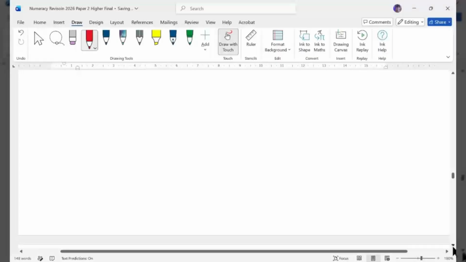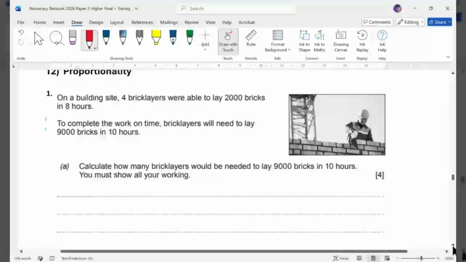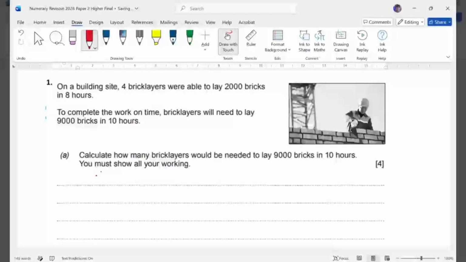Right, what we got next on our magical, yay, proportionality. Here we go. Okay. Right, on a building site, I really hope one of these comes up because I think we can do it, right? So we're going to list the 3 things: workers, work, and time, being mainly, right? So the workers here are bricklayers. The work is 2,000 bricks, and the time is 8 hours. I would list, in this case, bricklayers, bricks, and time.